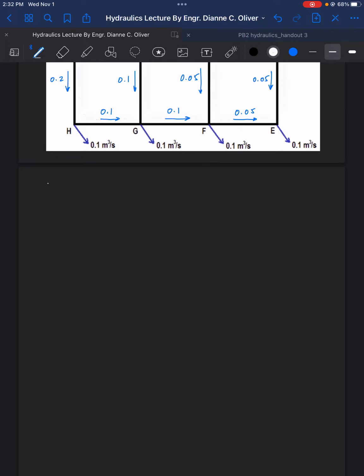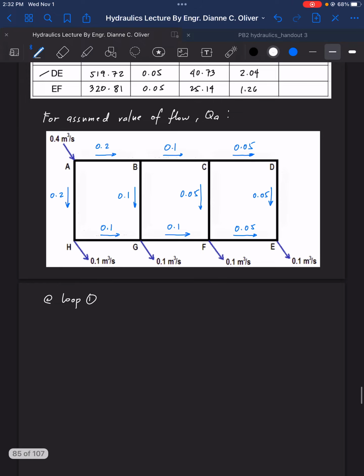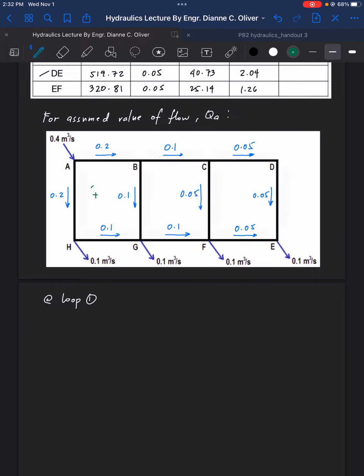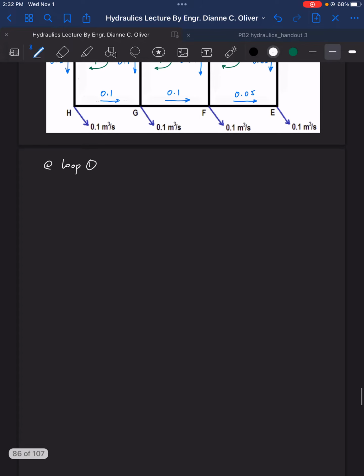Now let's compute the correction for loop 1. What do we mean by loop 1? This is our first loop. Let's name that loop 1, with positive clockwise. Likewise, positive clockwise for loop 2 and loop number 3. So we will now solve using the formula for correction.